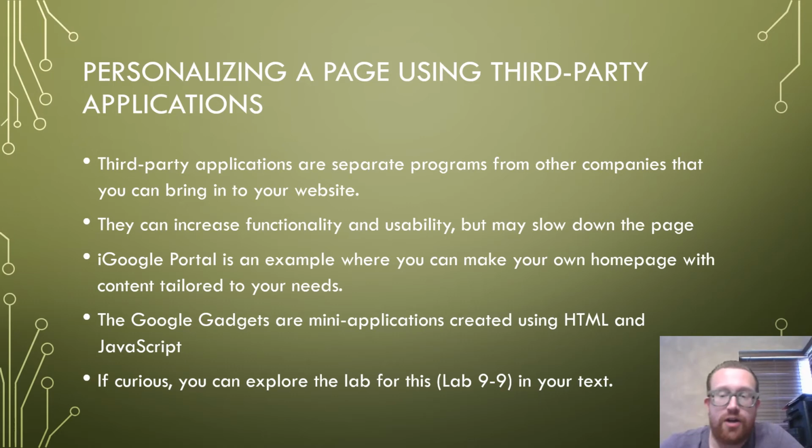One of the ones that they mentioned is called iGoogle Portal. In the text, you can make your own homepage with content tailored to your own wants and needs. Like if you want weather, you can put an application for weather. You can put an application for news. But if you're like, oh, I don't need the weather, you can not have that. You can customize it to whatever you need. There's Google Gadgets, and there are many applications built using HTML and JavaScript. If you're really curious about this, the lab and the text cover this, and you can create your own iGoogle portal if you so desire, but I'm not requiring it for this course.